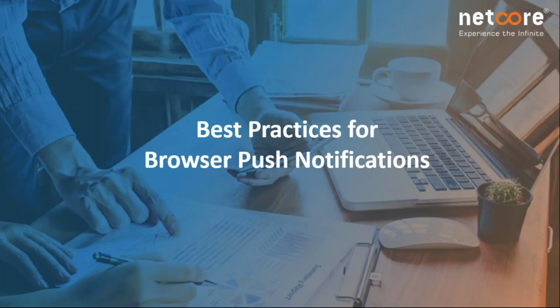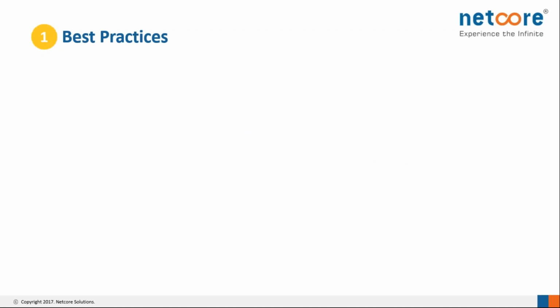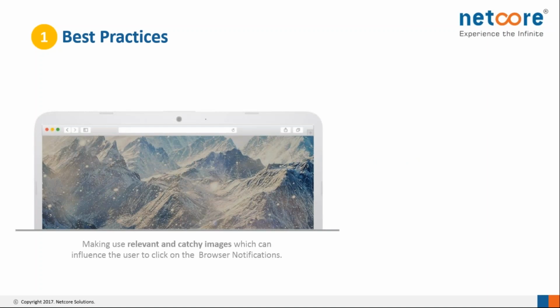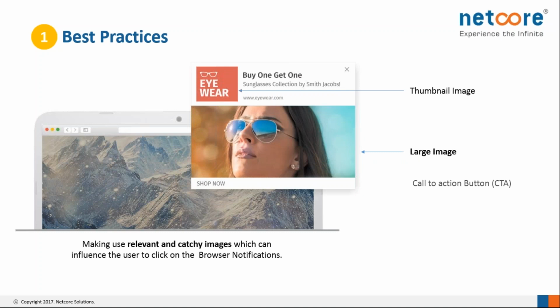So let's talk about some best practices in terms of browser push notifications. So this example is for the e-commerce industry. I'm sure, Ramesh, as you said earlier, you are using these large images. So has it given any good revenue, or has it given any good engagement? Good engagement, as in the open rate for these browser push notifications is slightly higher as compared to the normal textual browser push notification as such. Okay, so making use of relevant and catchy images is a good way to influence the users to click on your browser push notifications. Can be exploited.